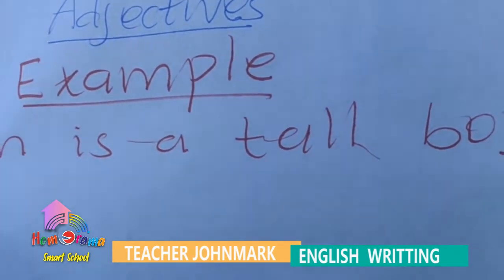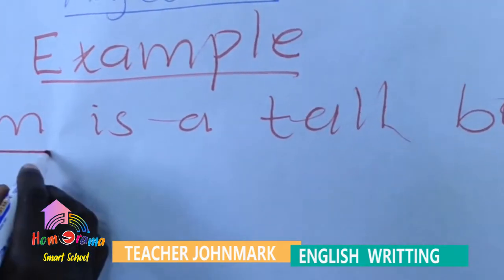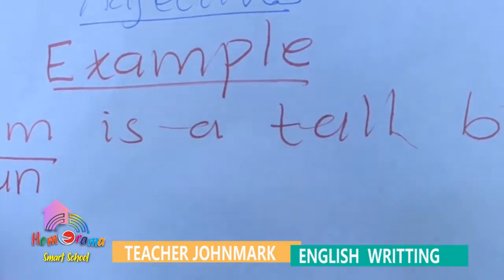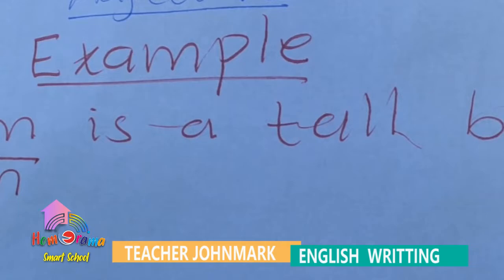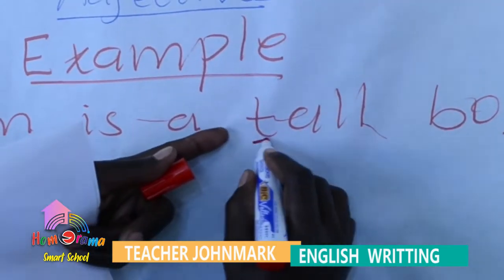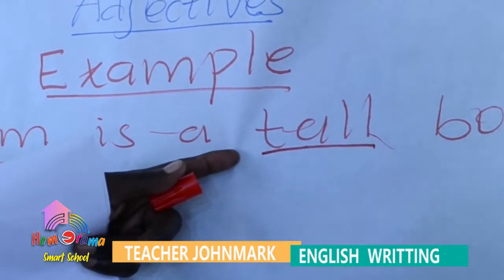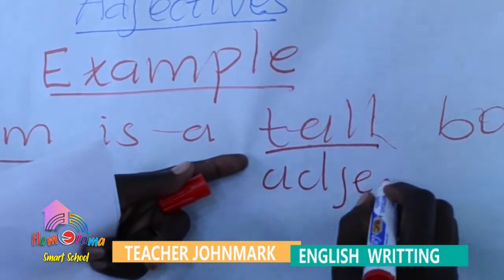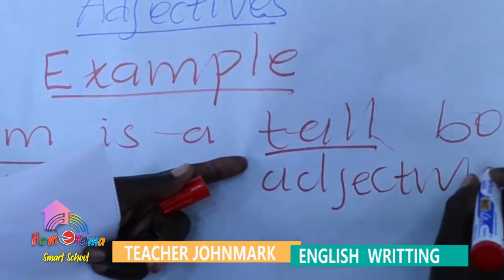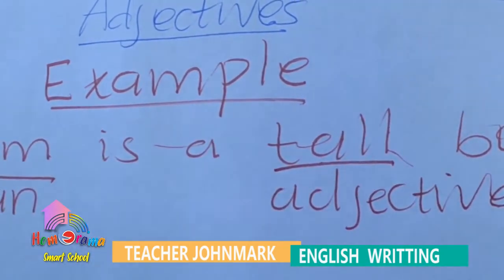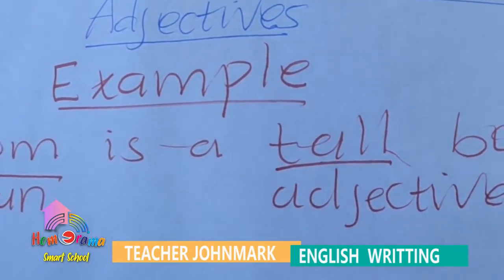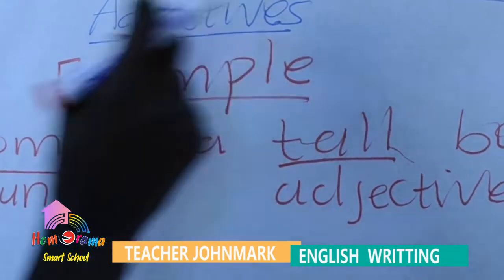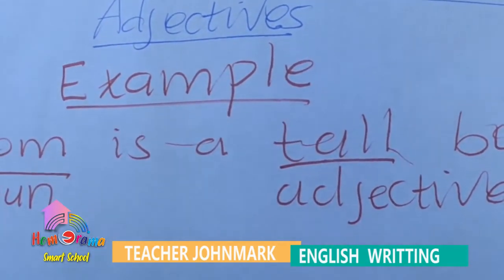Now in our sentence here, we have got Tom. And Tom here is a noun. So the noun is Tom. And we have got a word here which is tall. So tall here is an adjective. In other words, the word tall is telling us more information about Tom, and therefore tall is an adjective.